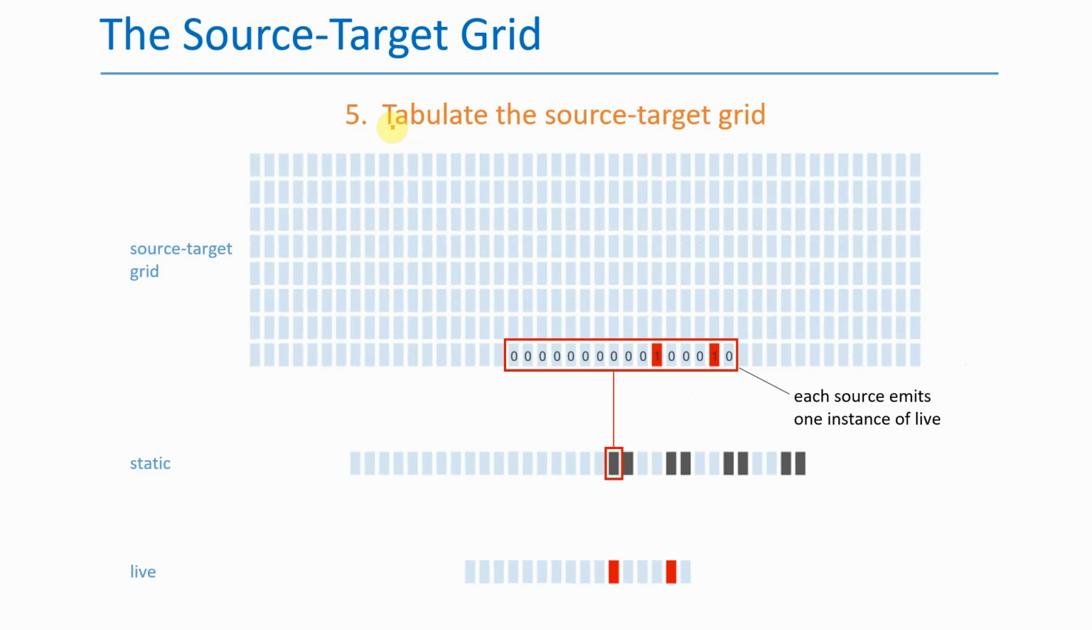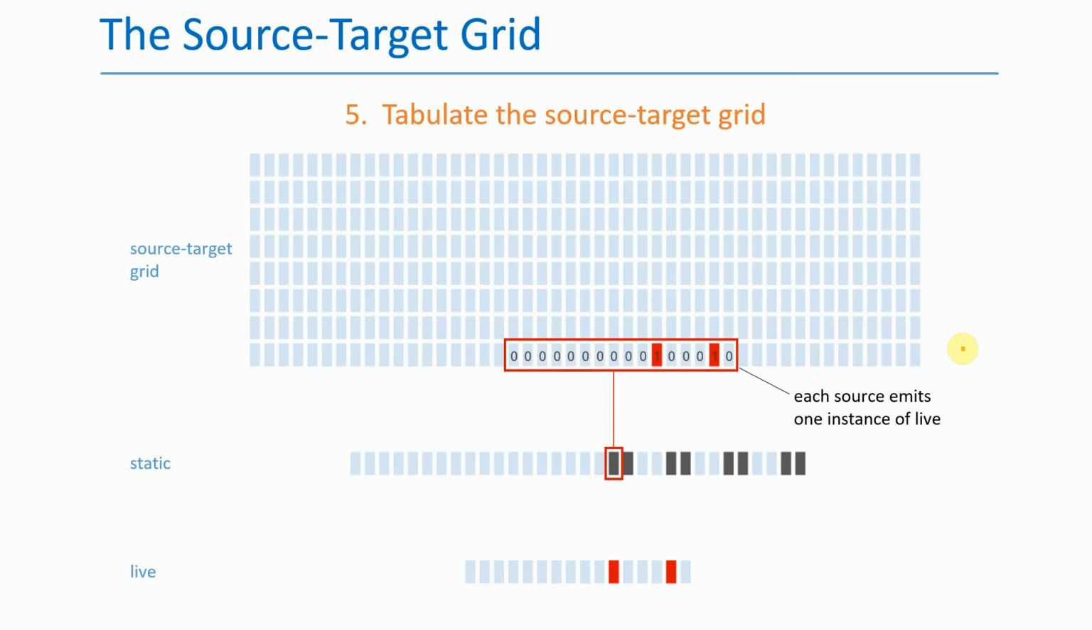Step 5 of our procedure is to tabulate the source target grid. Each source patch emits one instance of live, and we tabulate it by writing it into the source target grid as a string of zeros and ones. Horizontally, the live is centered above the source patch that emitted it, as you see here. Vertically, each instance is tabulated into a different row. This is the first source patch, so it's in the first row of the grid.